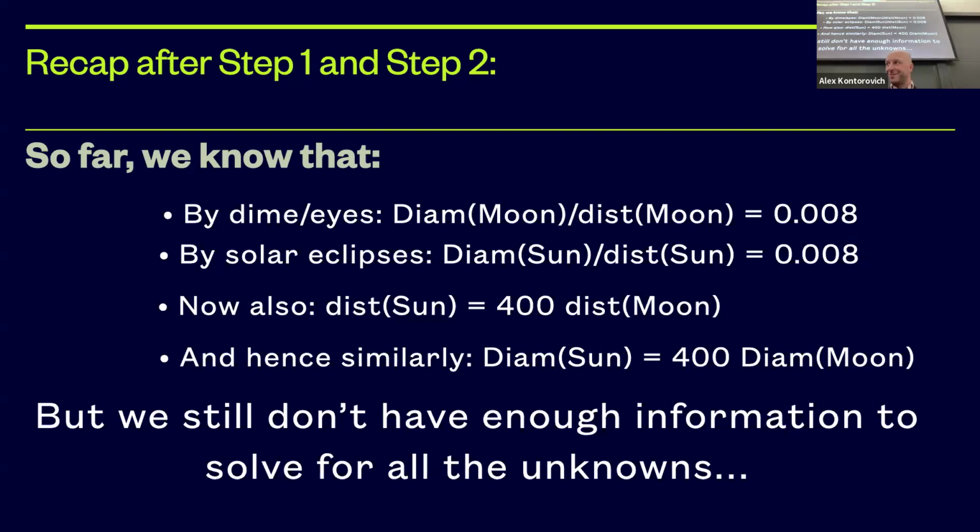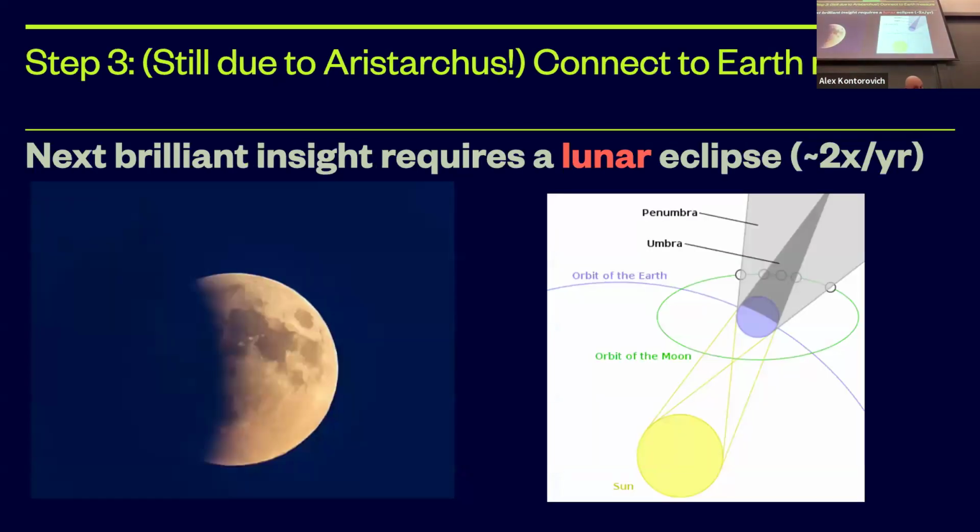Right? They're again in proportion. So the distance to the moon is 1/400th of the distance to the sun, but they look the same in the sky, which means that the diameter of the moon is 1/400th the diameter of the sun. So far, so good? Everybody with me? We still don't have enough information to solve for all of the unknowns, and this is where we get to step 3. This is still due to our Aristarchus.